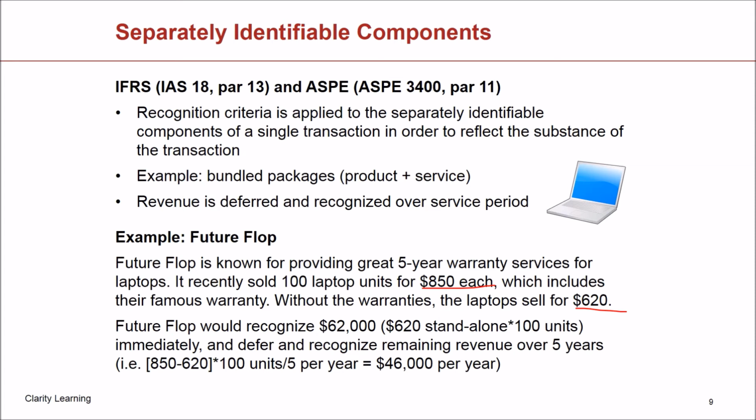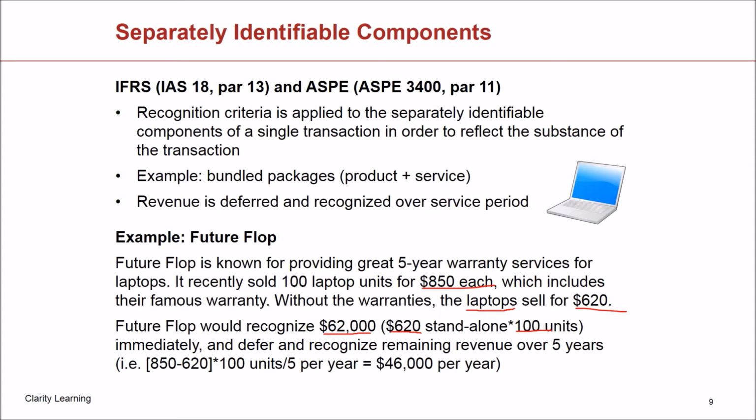So for the laptops, we look at the revenue recognition criteria. For example, significant risks and rewards. Yes, those have been transferred because the laptop has been sold. So the revenue relating only to the standalone laptop can be recognized as the $620 standalone price times the 100 units.